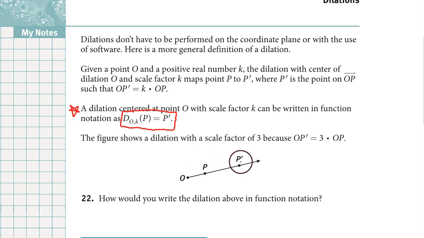Now right below, we have a sample of this situation. So let's say point O is a center, and here's point P. The distance from O to P could be measured on a ruler. Let's just make believe that it is 1 inch. To perform a dilation with scale factor 3, we want to move in the exact same direction, but we want to multiply that distance by 3.